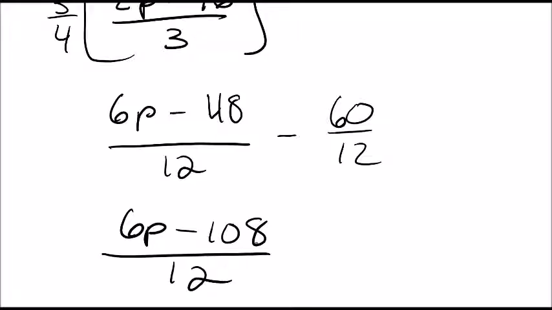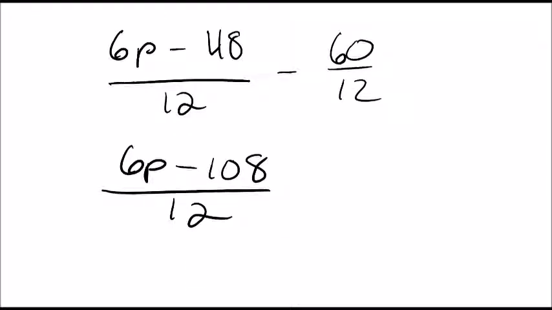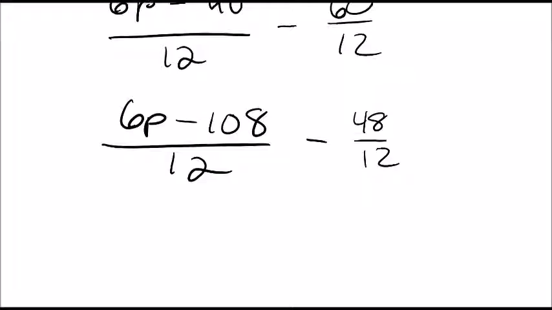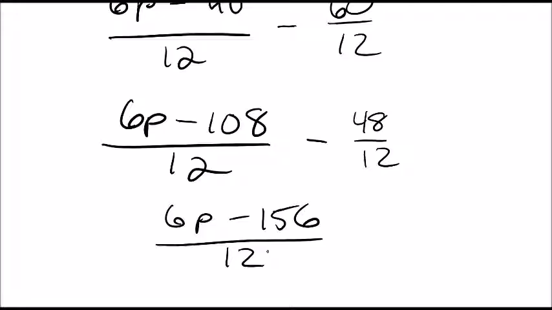Alright. That night an elephant from a nearby zoo came and ate 4 bags of peanuts. So we're going to lose another 4 here. And 4 is the same thing as 48 over 12 in this case. So we're going to get that this is 6P minus, and then they have the negative 108 minus the 48 in this case to be negative 156 all over 12.